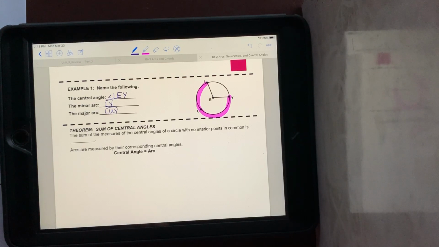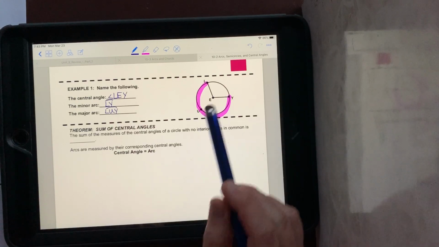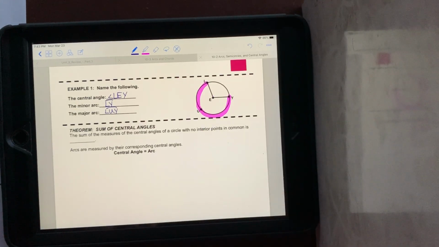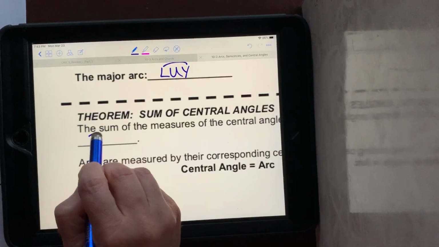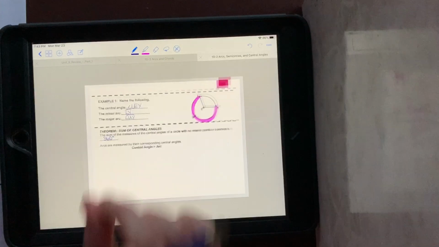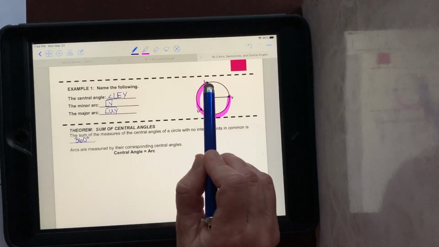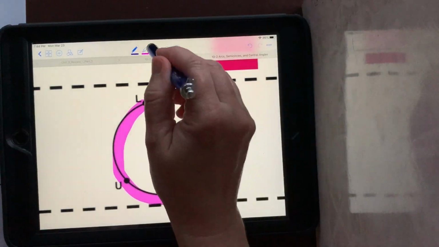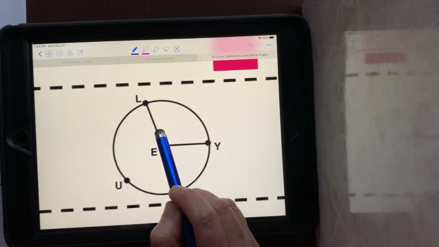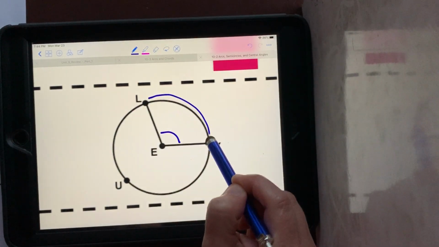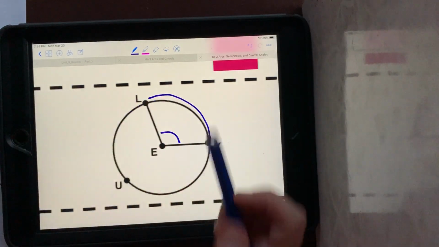Okay, the next theorem we're going to talk about, which you already know because we've talked about this many times this year, the sum of the measures of the central angles. So if we put all of our central angles together, it's going to add up to 360 degrees. Okay, now the great thing about central angles and arcs is their measures are the same. Now, I'm not talking about the length of an arc, I'm talking about the degree of it. How much does it open up? So when we look at this central angle here, let me zoom in a little bit. The measure of this angle is the same as the measure of the arc. How much does that angle open up?